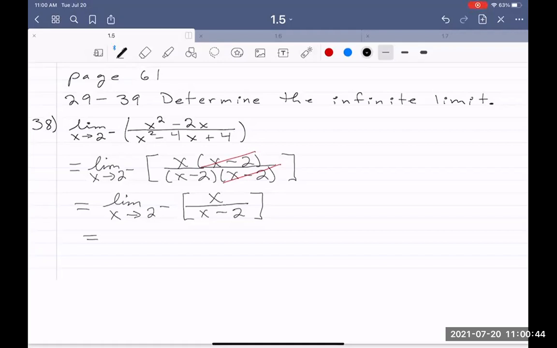So let's take a number close to 2, but less than 2. That's what this limit means. It means I take a number here that is close to the number 2, but not equal to 2. So let's take a number close to 2, 1.9, which is less than 2. So 1.9 divided by 1.9 minus 2. So that's going to be negative 0.1. So 1.9 divided by negative 0.1. Oh, that's like a negative 19.